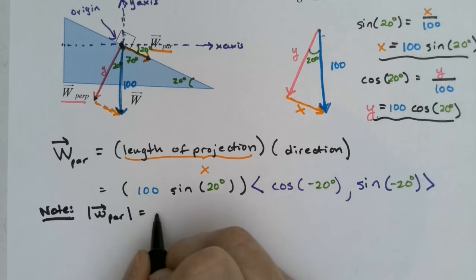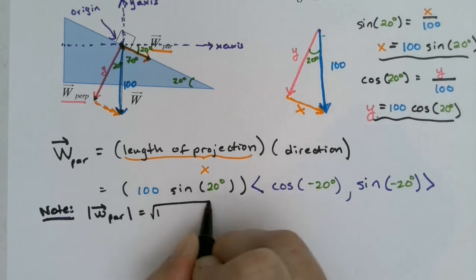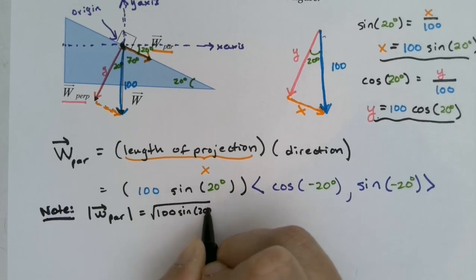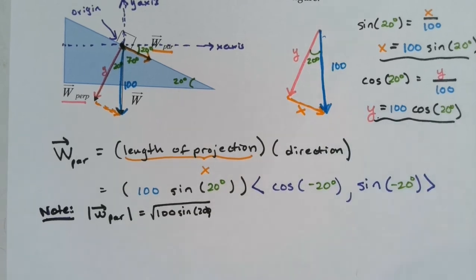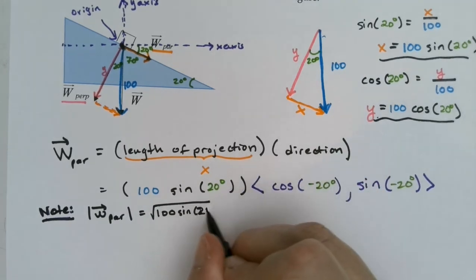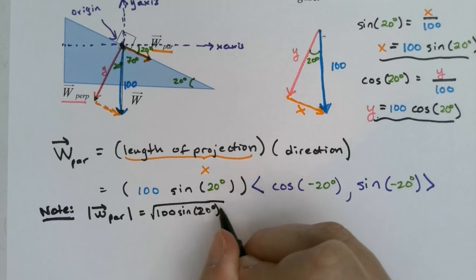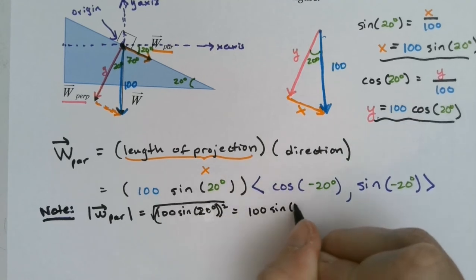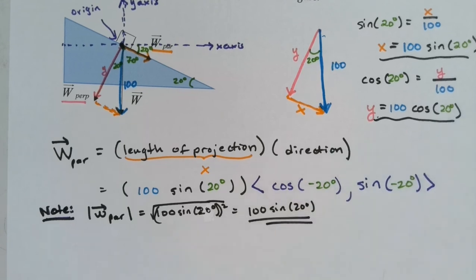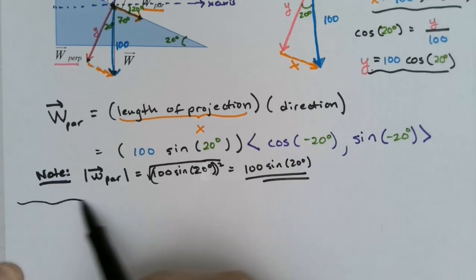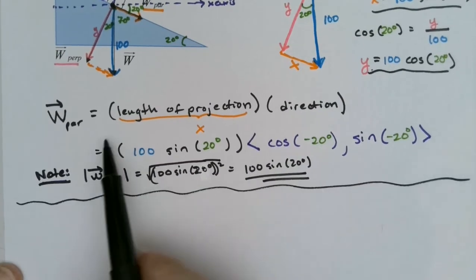So the magnitude is going to be the square root of 100 sine of 20 degrees, squared, which of course is just 100 sine of 20 degrees. That would be the magnitude of the parallel portion. Well, the perpendicular portion is going to work very similarly. So this is the answer right here.